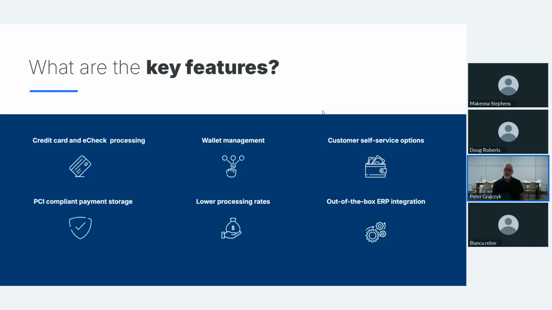A lot of the key features that you should look for when you're looking for an integrated system is you need to be able to take both credit cards and what's called e-check or ACH processing. It's ideal if your customers can choose to store their encrypted card tokens or ACH tokens within the system. That way they don't have to enter those card details every time.